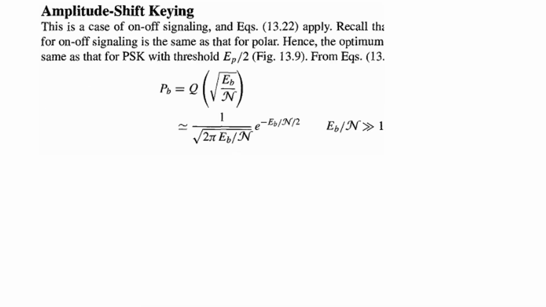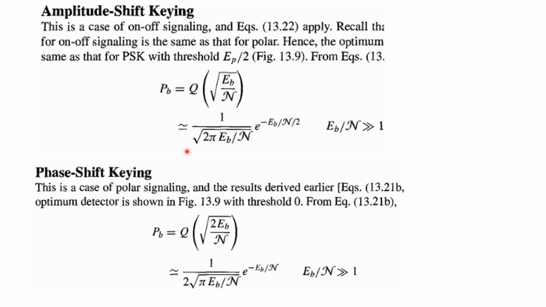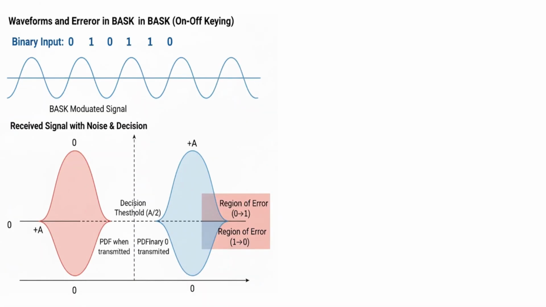Similarly, for ASK, you can get the probability of error that is equal to the Q function of the square root of Eb by N. The Q function, I already told you, so you can check that. And for phase shift keying, you can also get the probability of error like the square root of 2Eb by N, right? Okay, so now we will find it for each one.